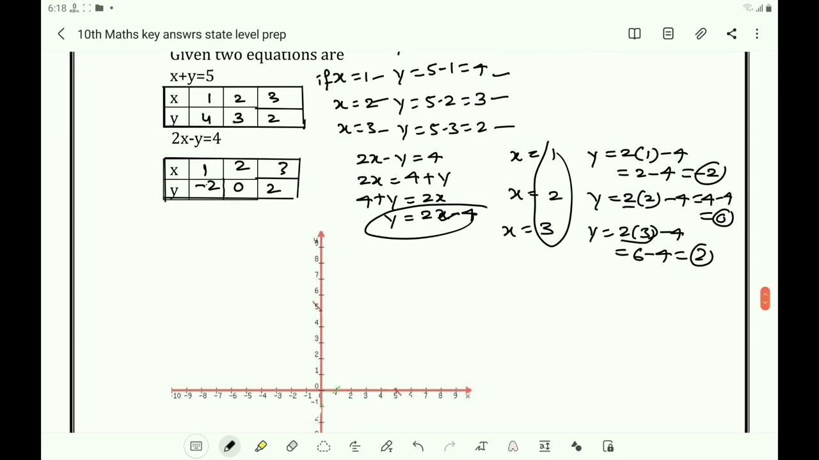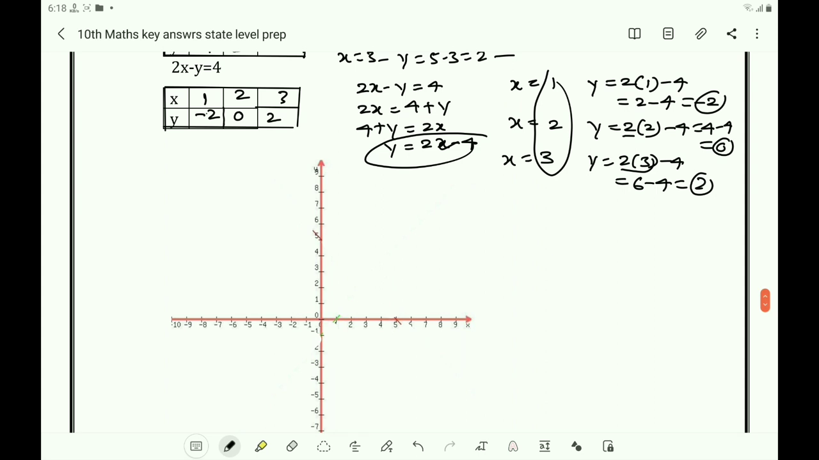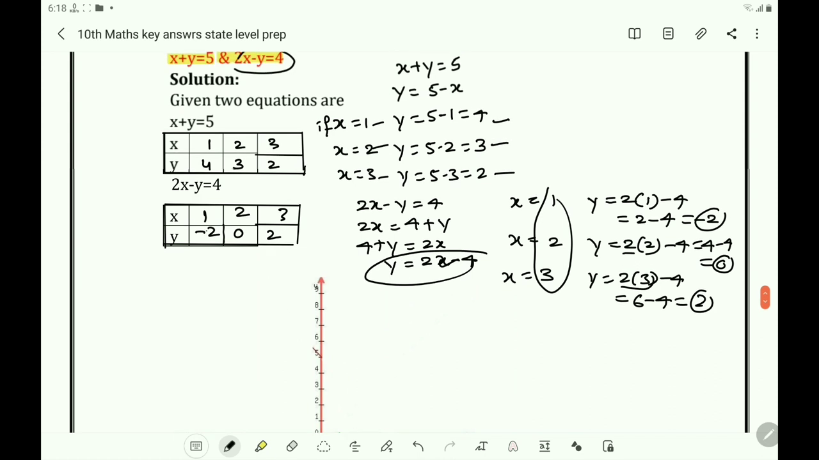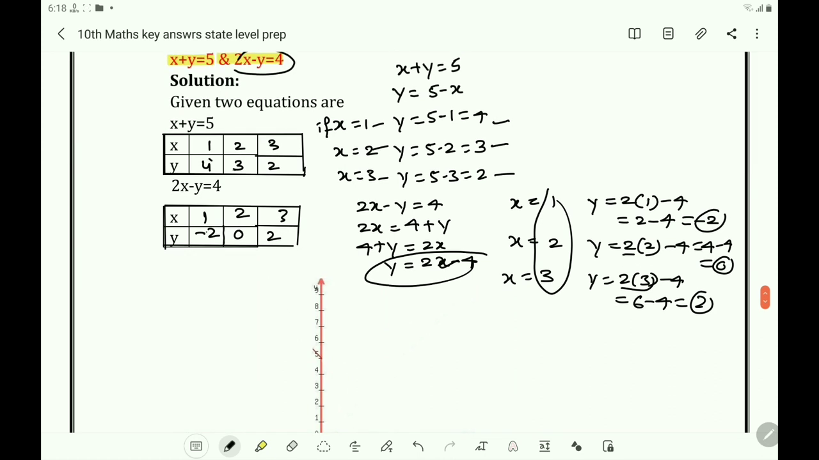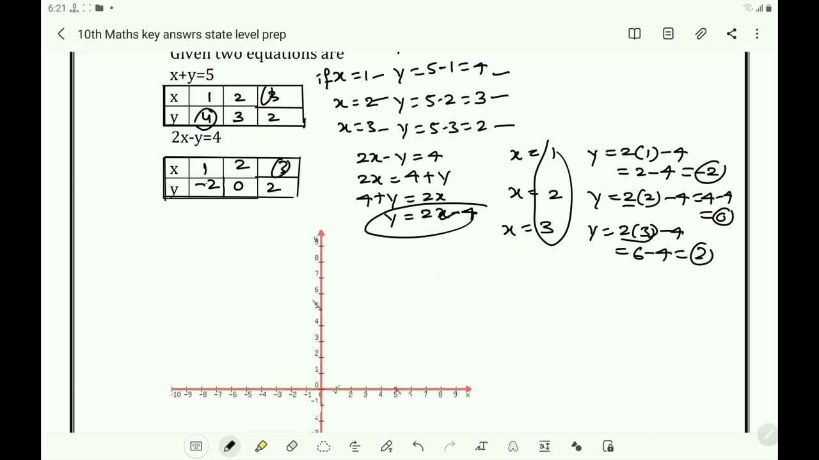Now, come to the graph. Here, you have to take the scale. On the x-axis, 3 is the maximum on both the graphs. The scale on the x-axis, take 1 centimeter equals 1 unit. On both axes you can take 1 centimeter equals 1 unit.